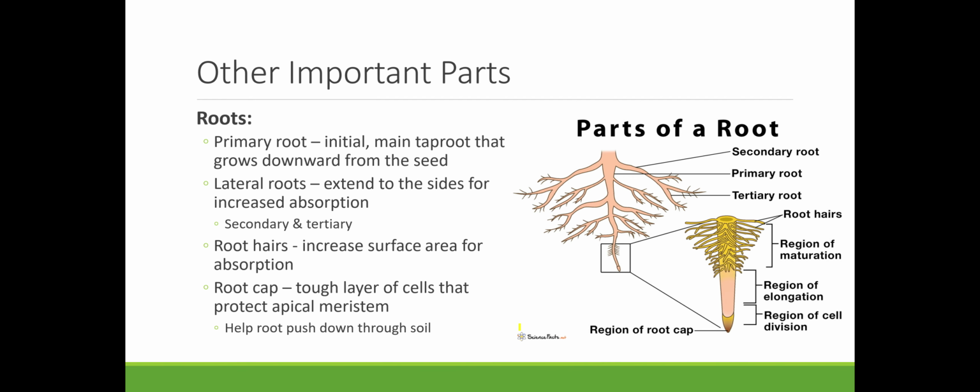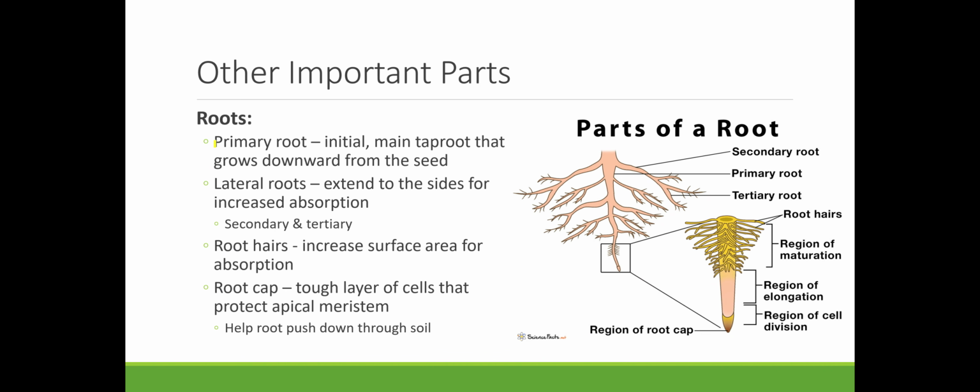All right, now the rest of our lesson on structure is going to just focus on some additional parts, or maybe some additional organs that we didn't mention before. So we're just going to start with the roots. Now, there are different types of roots. A dicot has what's called a taproot system.